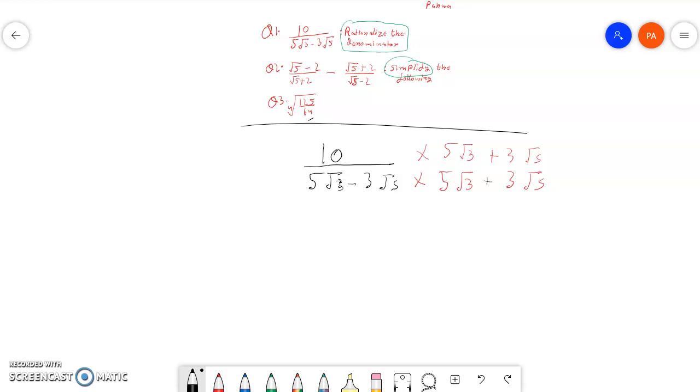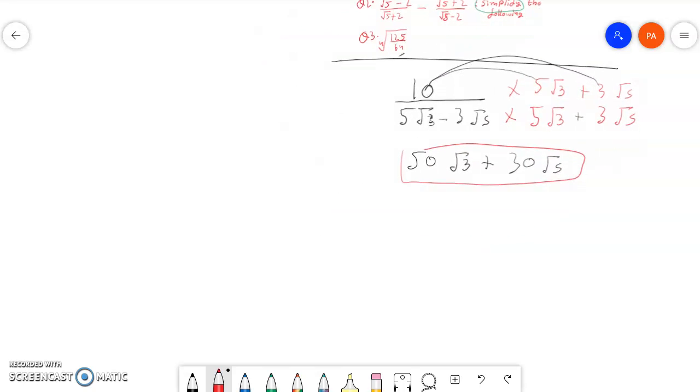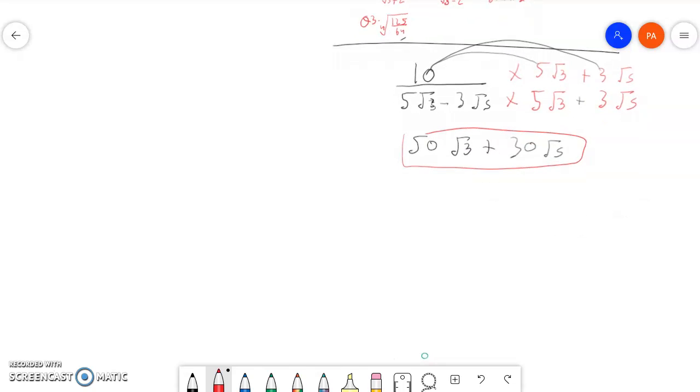So now 5 into 10 plus 3 into 10. That will give us 50 root 3 plus 30 root 5. Now this is our final numerator. No need to touch this. Keep it aside. Now the denominator is a bit complex. It's a lengthy one, but if I teach you with the shortcut method, you'll find it very easy.